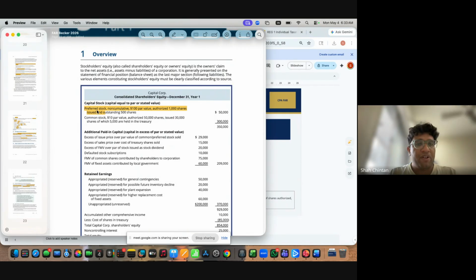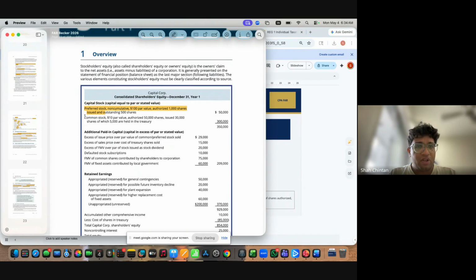So you say preference stock, whether cumulative or non-cumulative, what is the par value, what is the authorized share. Authorized shares means the company is authorized to issue this many shares. Outstanding shares means the number of shares which are already issued and not bought back by the company. So in this particular example, the company has authority to issue 1,000 shares. They have issued 500 shares, which are currently in the market. The value is $50,000.